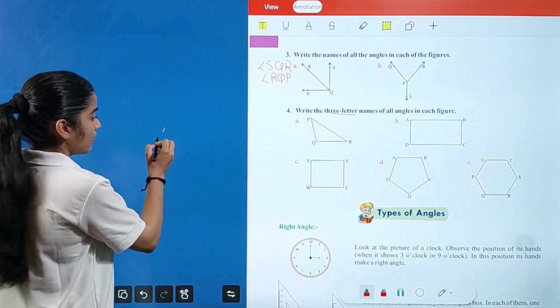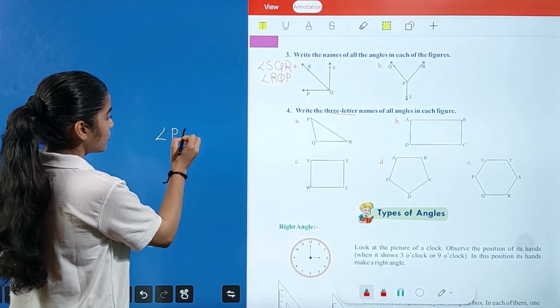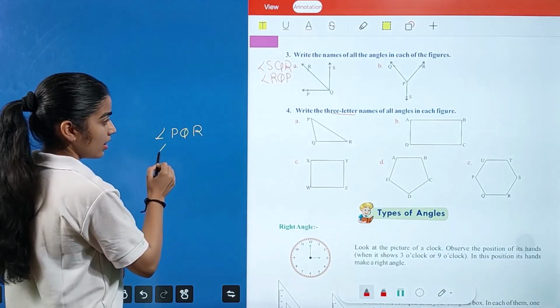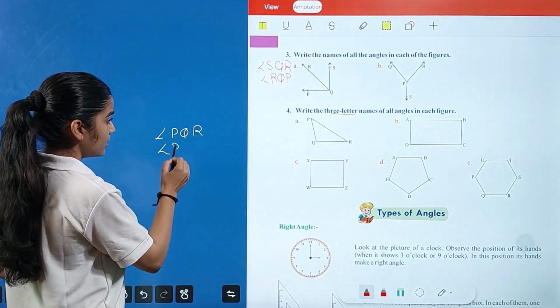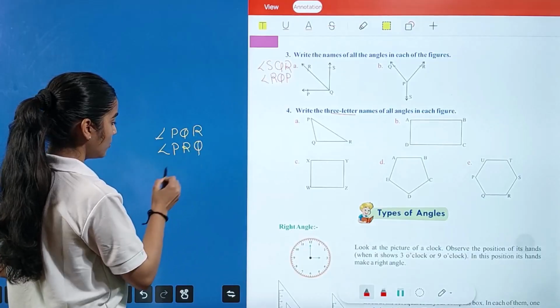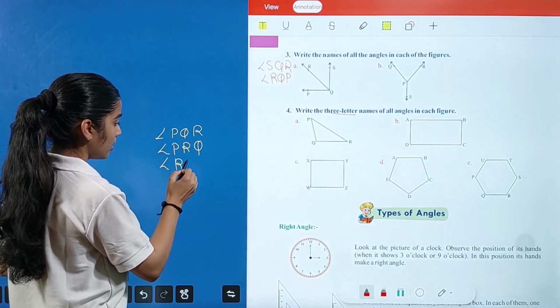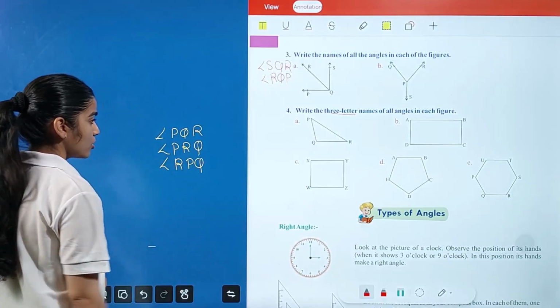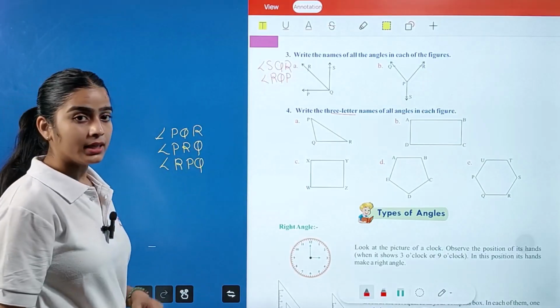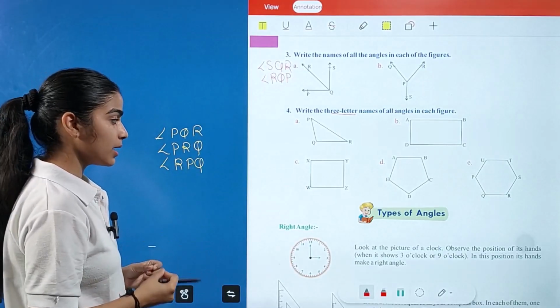So first we have angle PQR, angle PRQ, angle RPQ. So by doing this, you can write the 3 letter names for the rest of the parts you have.